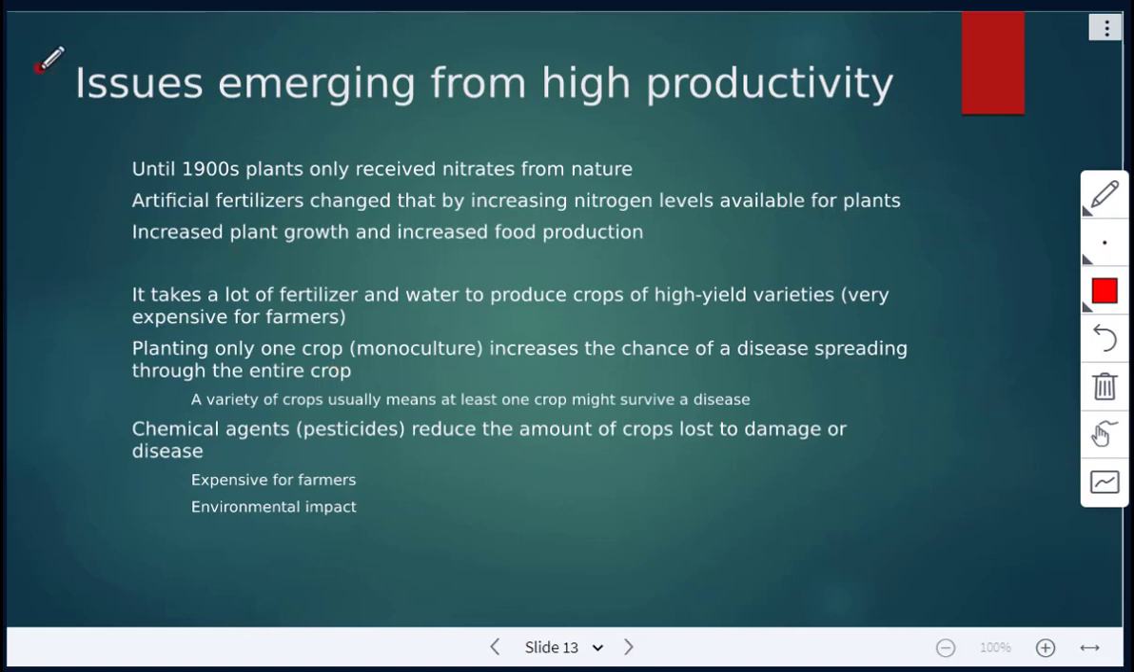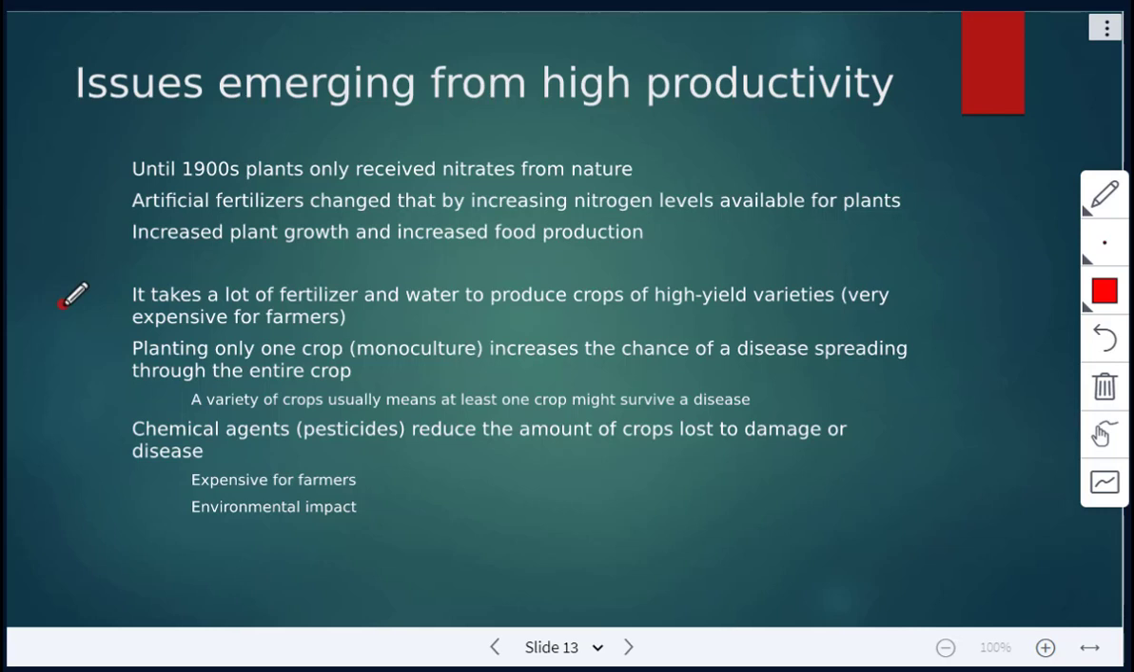All right, so some issues emerging from high productivity. Until the 1900s, plants were receiving the nitrates from nature, but then artificial fertilizers came along, and they changed that by increasing the nitrogen levels available for plants. Therefore, we saw increased plant growth and increased food production. It takes a lot of fertilizer and water to produce crops of high yield varieties. It's very expensive for farmers.